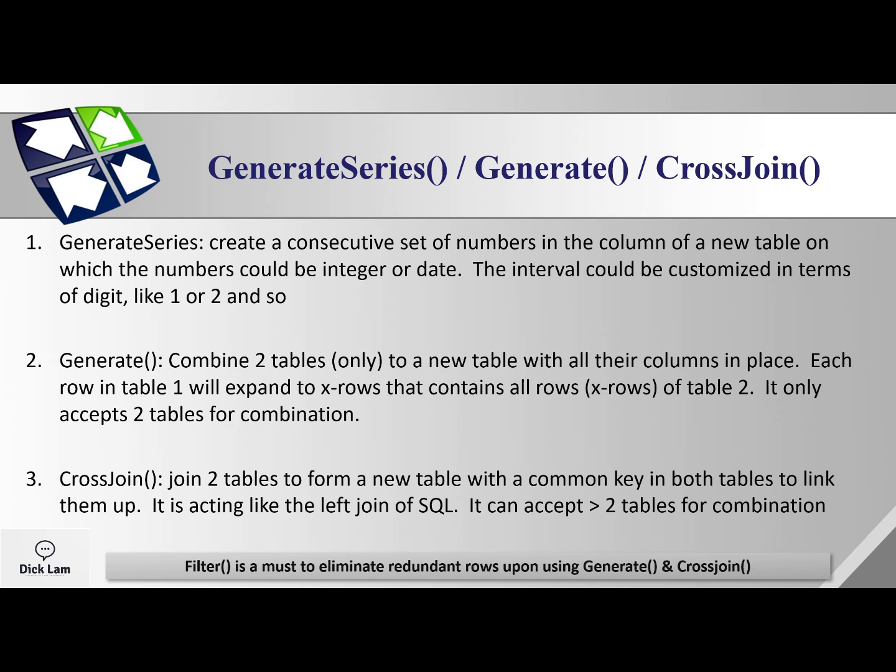You see that at the bottom, I added a key point highlight. A filter is a must to eliminate redundant rows when using these functions. Because, as in point 2, when you combine two tables, there may be redundant rows in this plain combination, and it will unnecessarily produce a huge data table, consume a lot of memory, and may even lead to the stoppage of Power BI operation. So we need to bear this in mind. All right. Then we proceed to the critical part of this video.